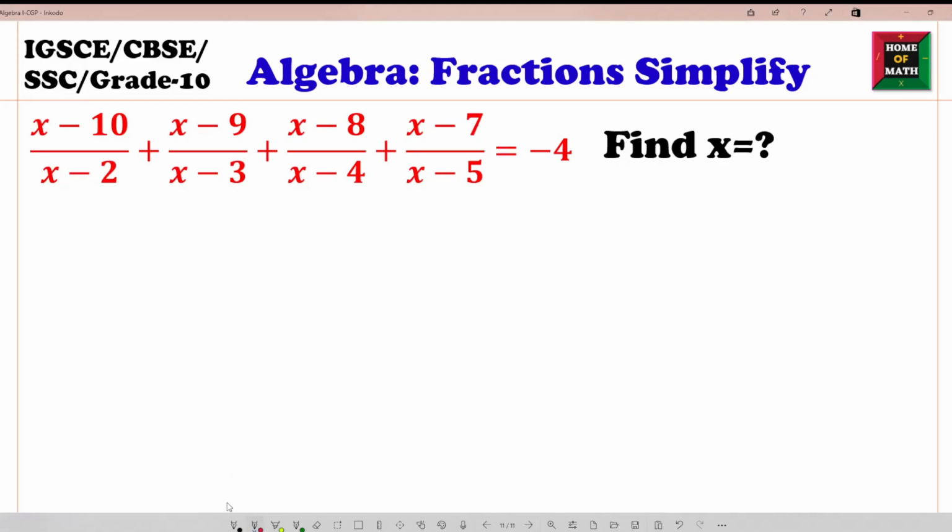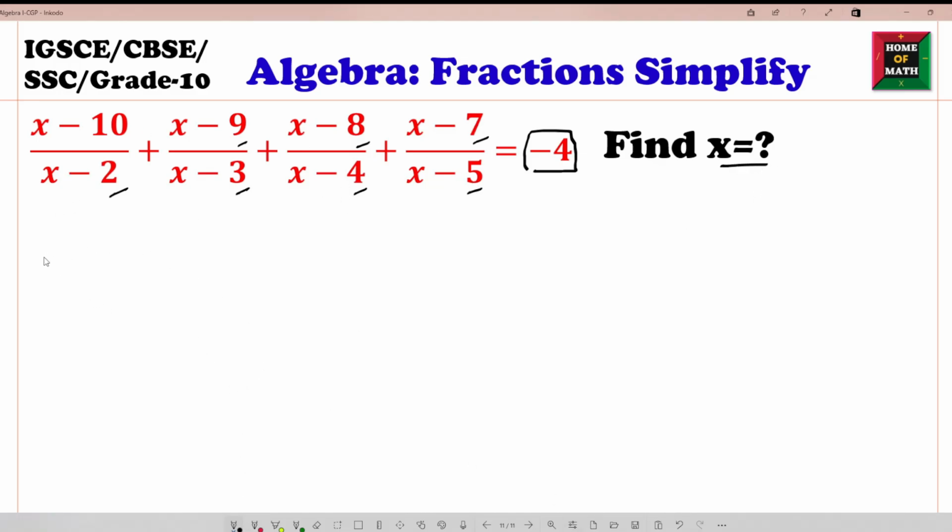Today's question: (x−10)/(x−2) + (x−9)/(x−3) + (x−8)/(x−4) + (x−7)/(x−5) = −4. Find x. Let's start. Here are 4 fractions.